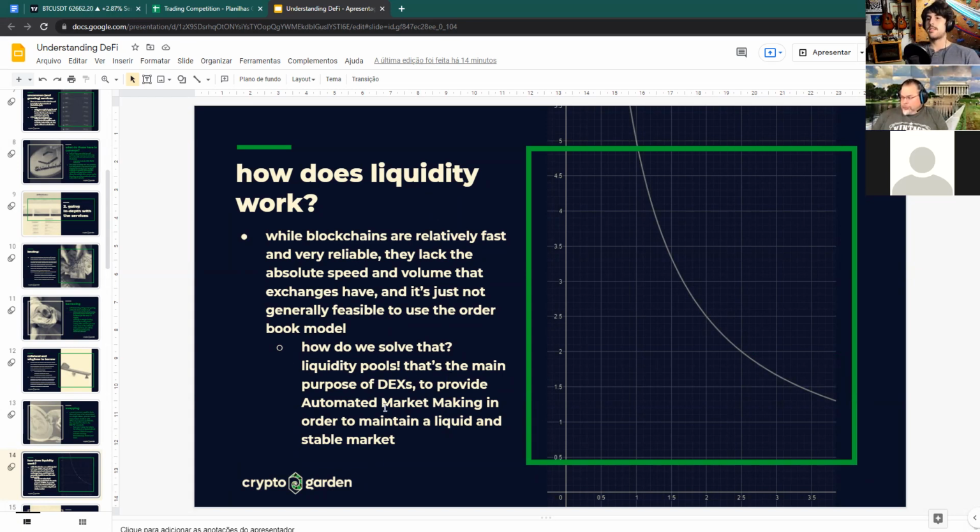So this is the main purpose of the DEXs. Instead of having the market making done by sellers and buyers, you have automated market making, which uses the liquidity pools, which we will discuss a little bit more in just a second. And without order books, without much activity, you maintain a liquid and stable market.